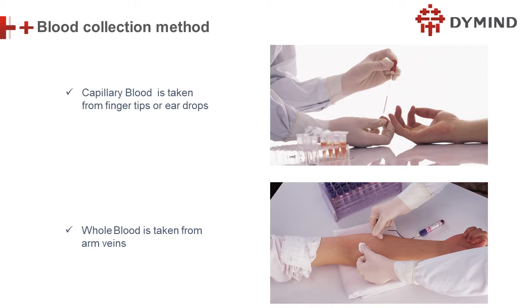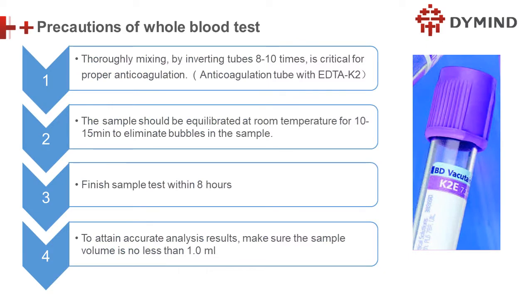The second picture is the most common. That is the venous blood collection. So where is the blood from? The blood is from the veins, the arm veins, from the people. Okay. But here we have some precautions when we are doing a blood test. Firstly, this is for the venous blood. Okay, what are the precautions? First, after we collect the 2 microliters of blood in the tube, we must do the mixing.